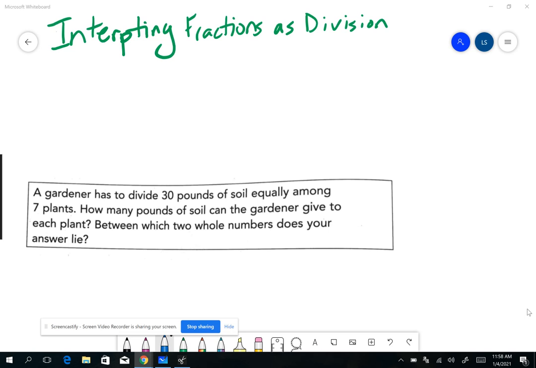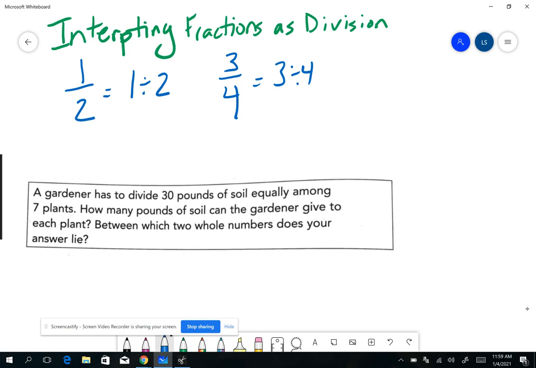It's important to remember that fractions show division. So if I have 1/2, that's really 1 divided by 2. 3/4 is really 3 divided by 4. So it would look like this.